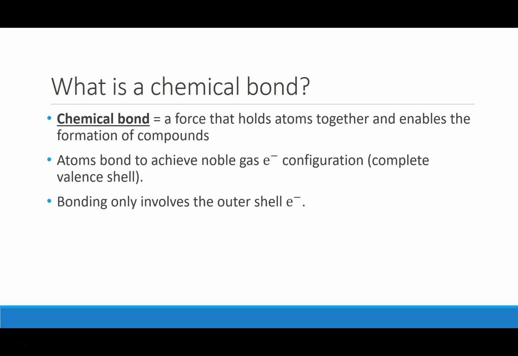Bonding only involves the valence electrons, or the electrons in the outermost shell. The core electrons are not involved in chemical bonding.